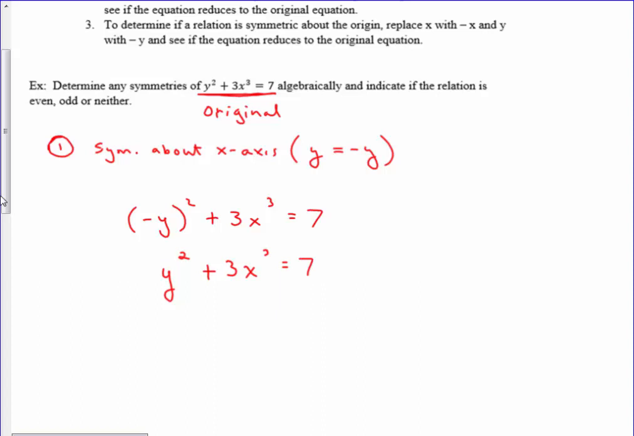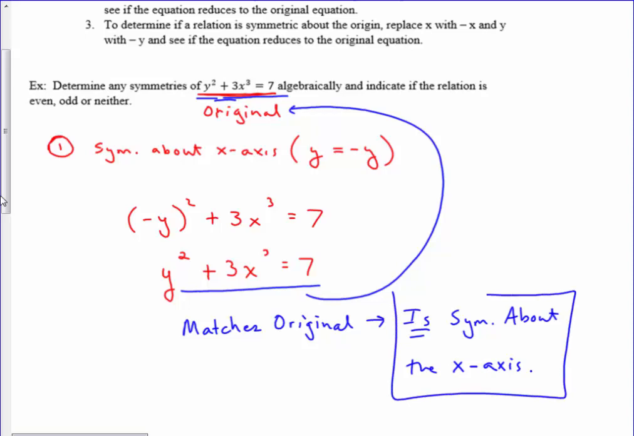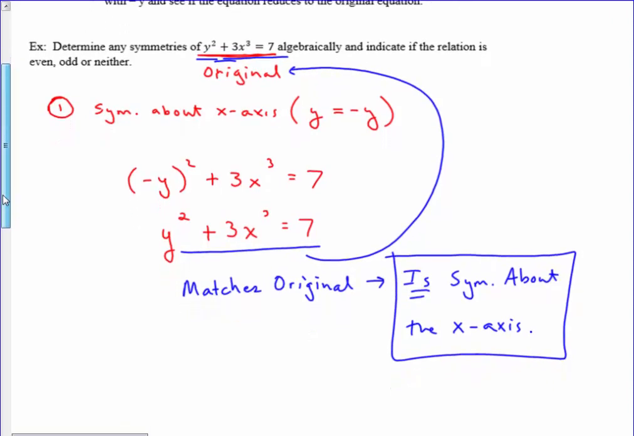Now, what you want to do is compare this result to the original. So is this the same as what we originally had? If the answer is yes, then we would say that this function is symmetric about the x-axis. So we will say here that it does indeed match the original. And so we would say that it is symmetric about the x-axis. Okay, now go on to the next part.